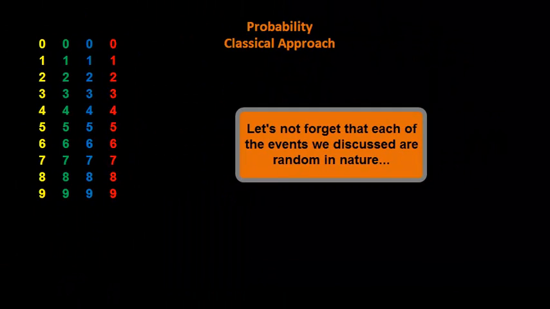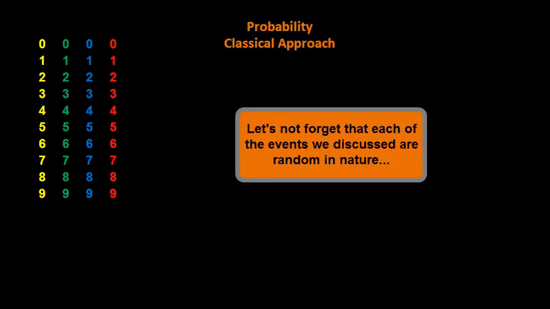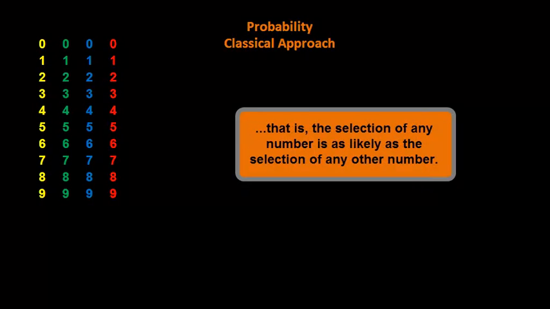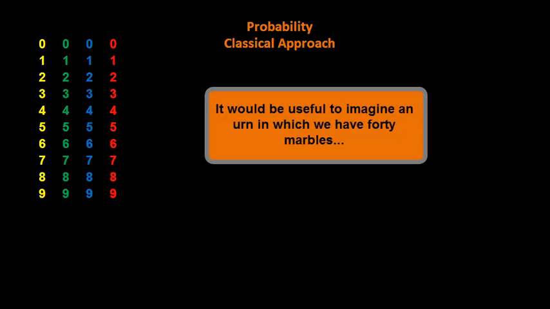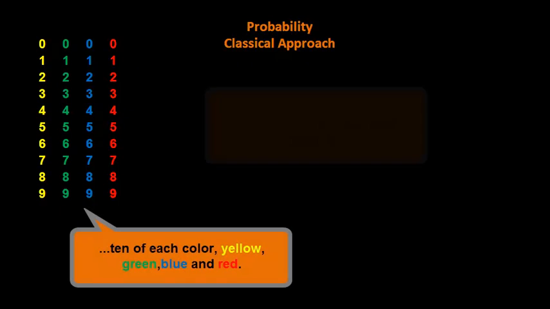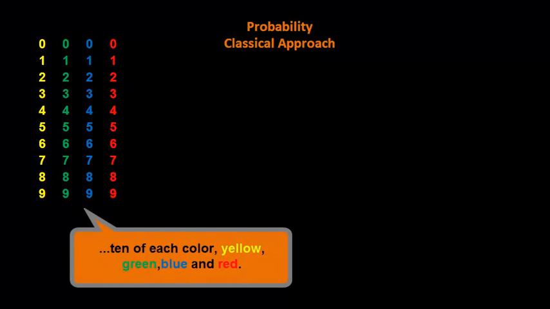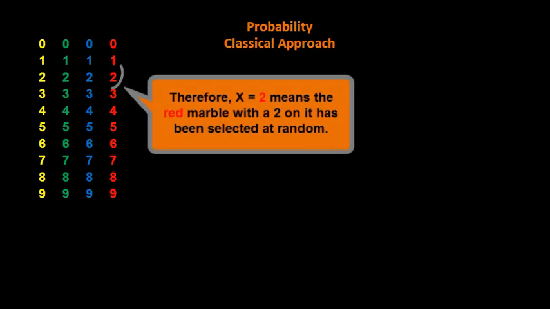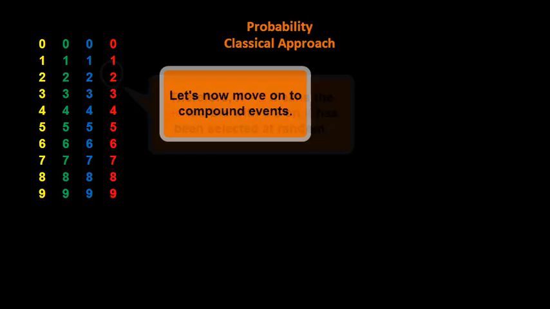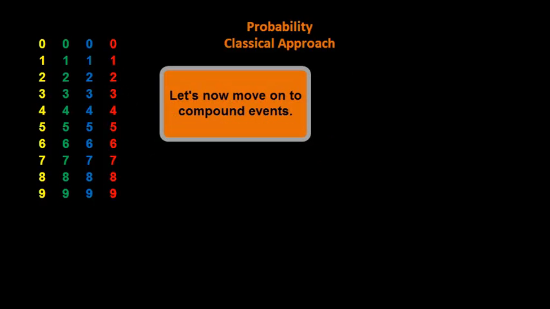Let's not forget that each of the events we discussed are random in nature. That is, the selection of any number is as likely as the selection of any other number. It would be useful to imagine an urn in which we have 40 marbles, 10 of each color: yellow, green, blue, and red. Each marble has painted on it a digit from 0 to 9. Therefore, x equals a red 2 means that a red marble with a 2 on it has been selected at random. Let's now move on to compound events.